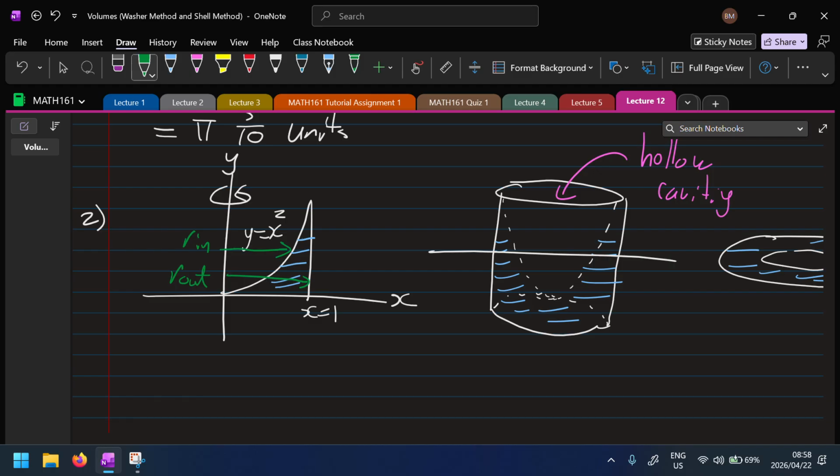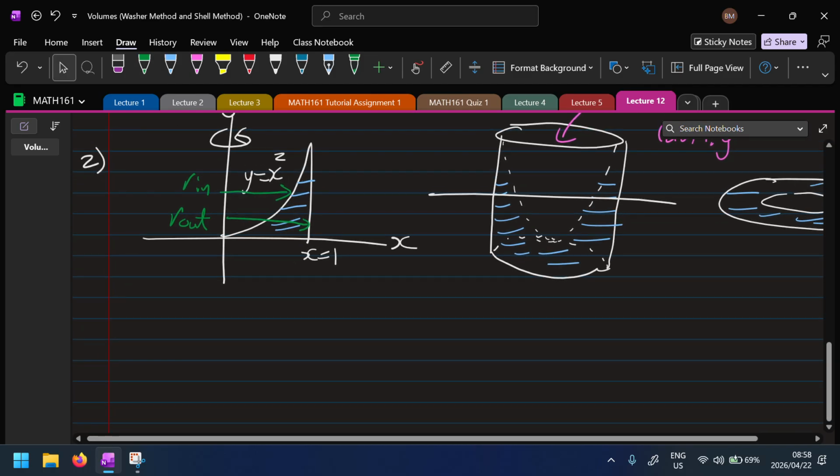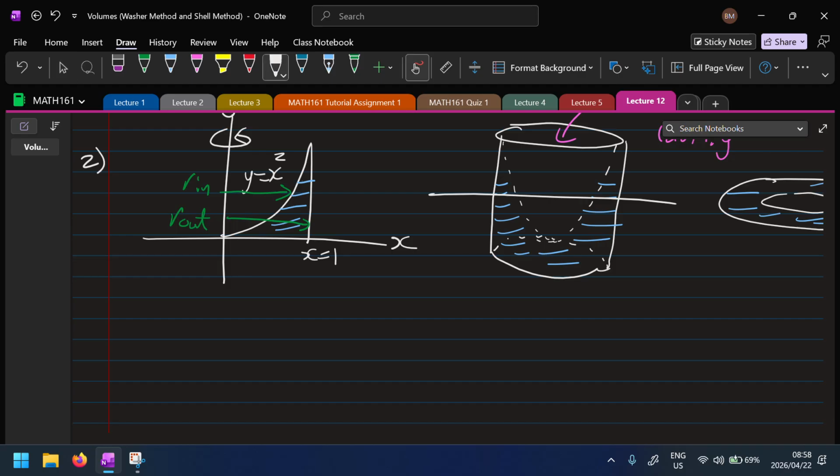Everyone see that? Smaller radius for the smaller circle, and then the larger radius for the larger circle. Any questions with that? All good? Okay, so let's set up the integral.